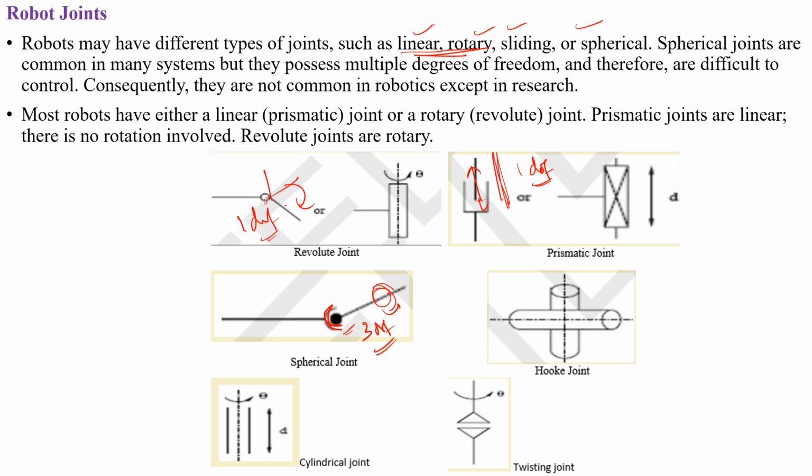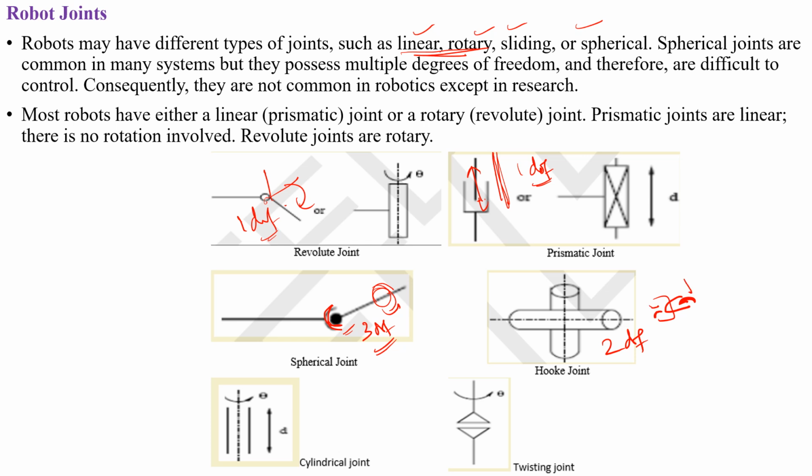Z direction. Okay. And then next one is hook joint. So it has got 2 degrees of freedom, because this is hook. So here, this can move like this, can move like this. So we have here one direction, here one, totally 2 degrees of freedom.